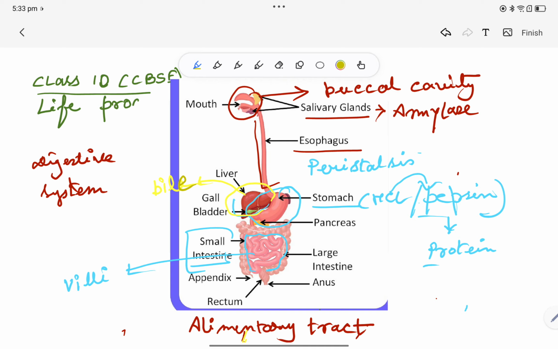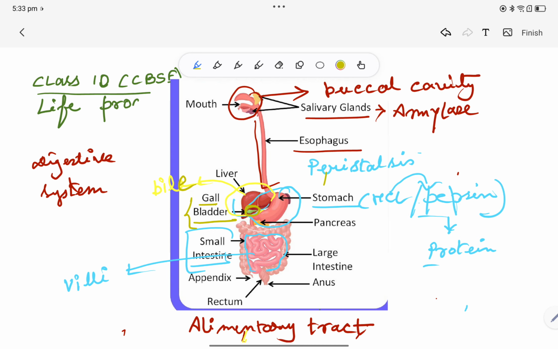Bile is produced by liver but stored by gallbladder. You can see this small green part. This one is the gallbladder. Although bile is produced by liver, it is stored by gallbladder. Bile is stored and released by gallbladder. It helps the small intestine to aid in fat digestion.